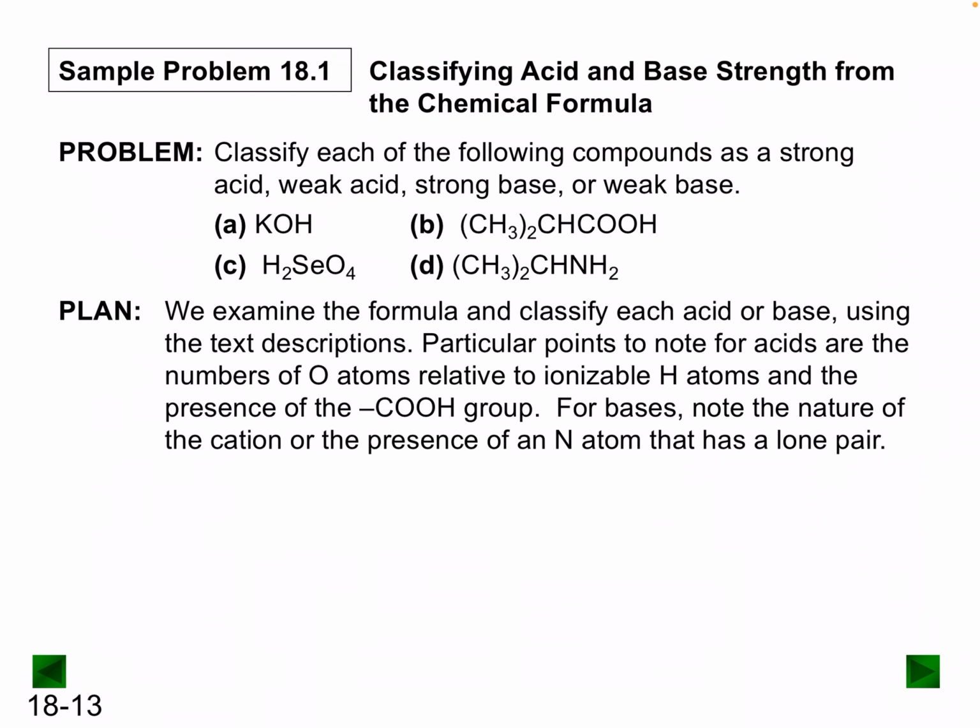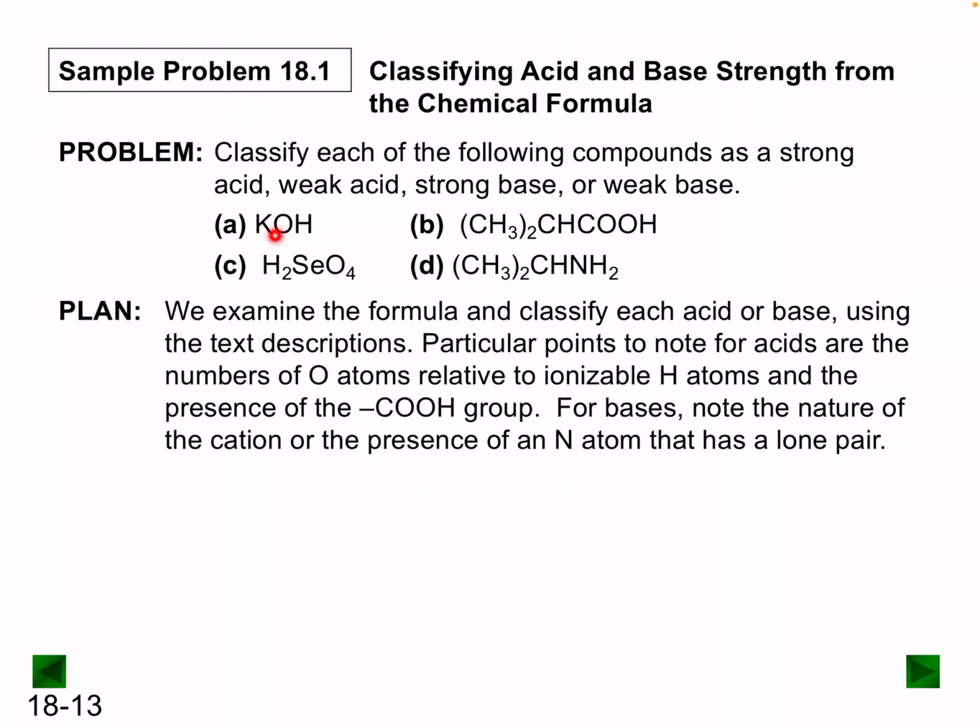Now, let's classify each of the following compounds as a strong acid, weak acid, strong base, or weak base. Now, what do you think about the first one? So, our first one is KOH. What is KOH? Potassium hydroxide. What is it, acid or a base? So how do you find?